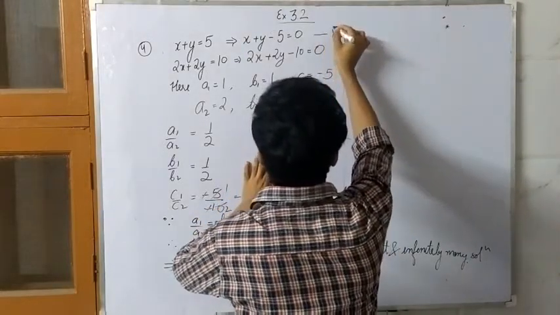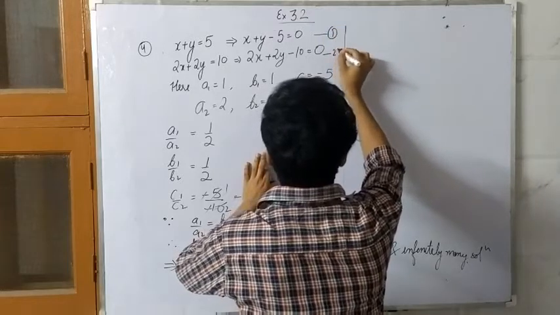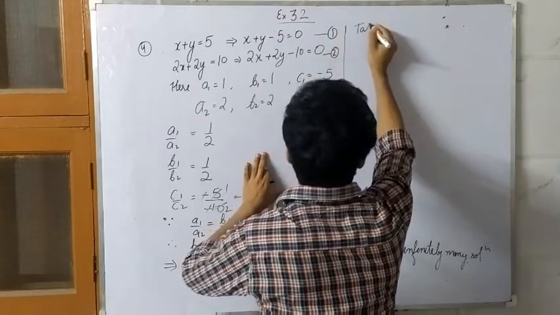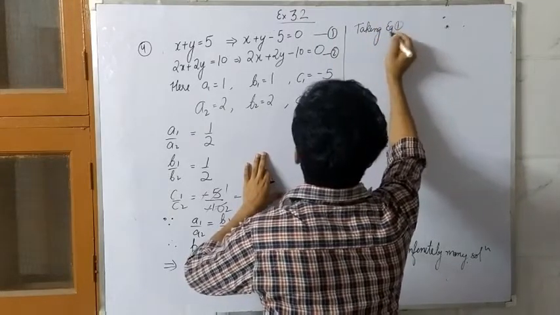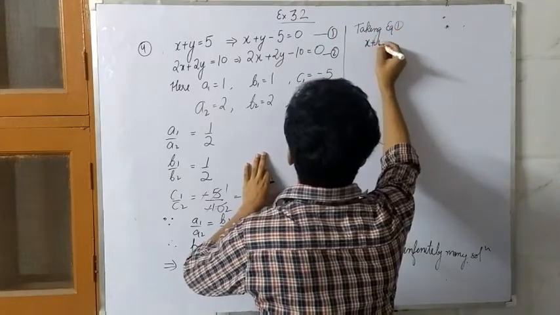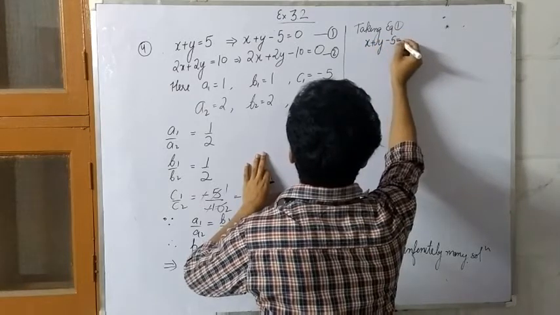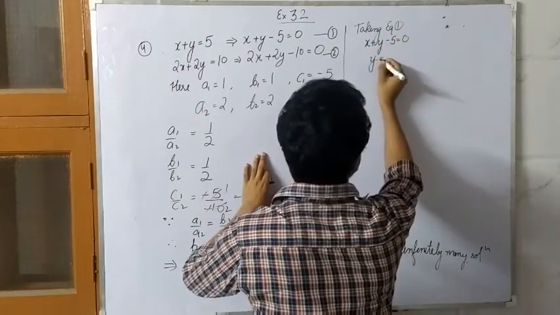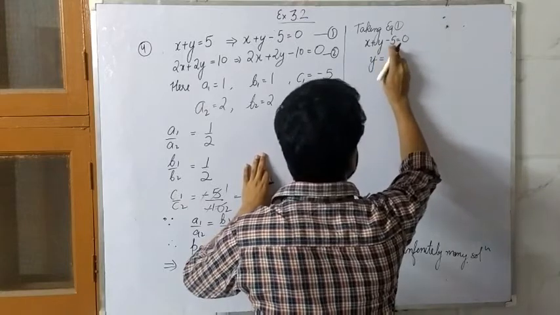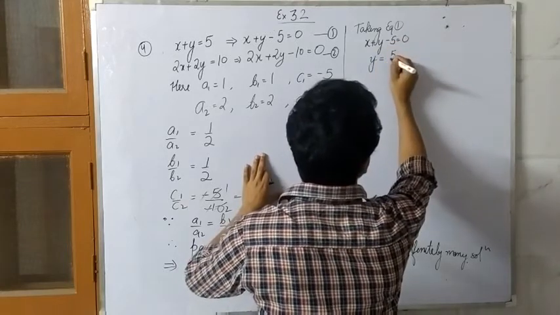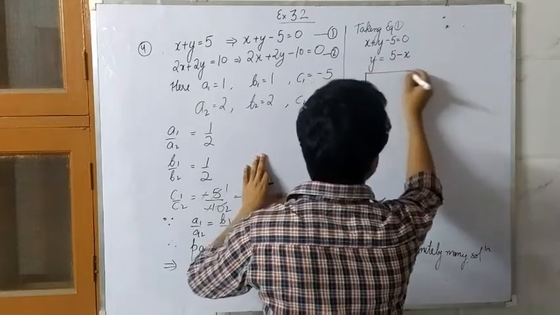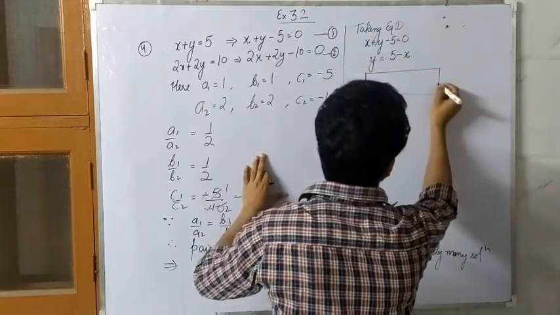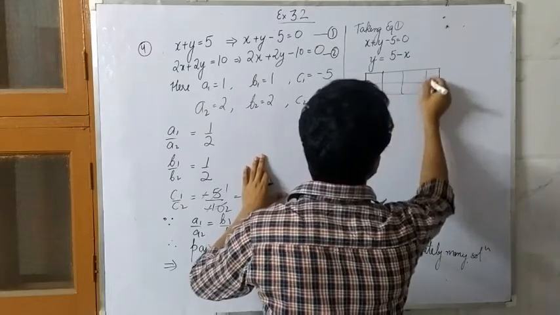Now let's say this was equation 1 and this was equation 2. Taking equation 1, this shall be x plus y minus 5 equals to 0. We will find y in terms of x. So this minus 5 will go that side and become plus 5, and x will go and become minus, right? We will make the box and plot its graph, right?